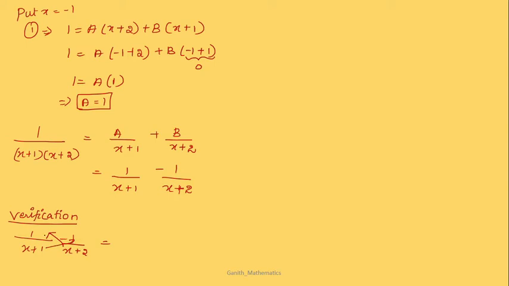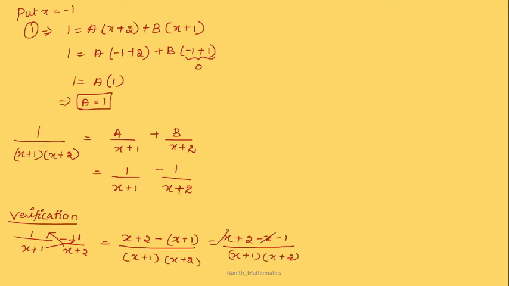So I multiply 1 with x plus 2. This will be x plus 2, and there is a negative sign, minus, and I multiply this 1 with x plus 1. So it is x plus 1, divided by the denominator, which gets multiplied, right? So it is x plus 1 into x plus 2. So this will be x plus 2 minus x minus 1 divided by x plus 1 into x plus 2. So minus x and plus x will get cancelled. 2 minus 1 will be 1 divided by x plus 1 into x plus 2. So the answer which we found is correct.